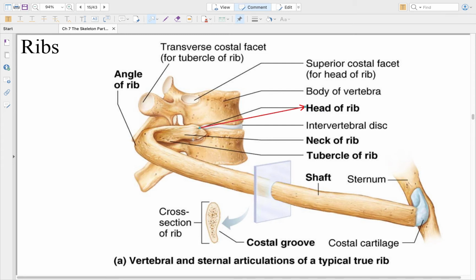Okay, the neck is always under the head. The tubercle of the rib is just this little tiny thing sticking out right there. Okay, the shaft, that's obvious. The angle, see how it curves, angle of the rib, nothing shocking there, right? Okay, shaft, and then connects to the sternum, done.